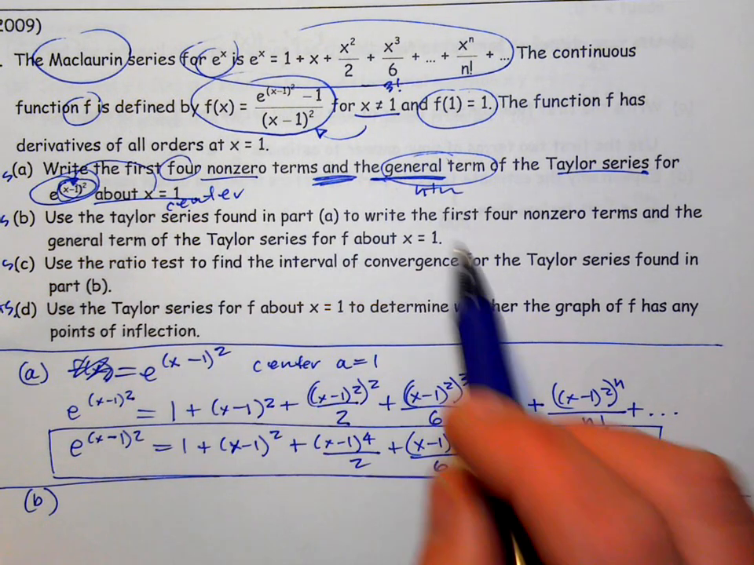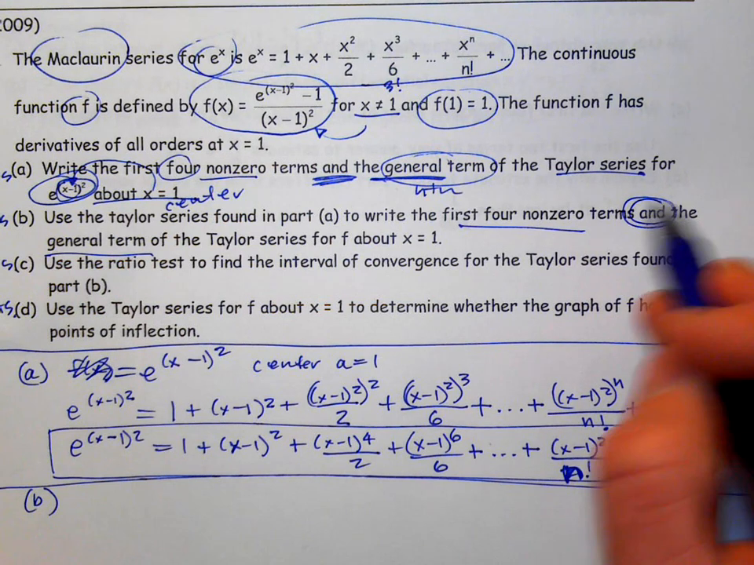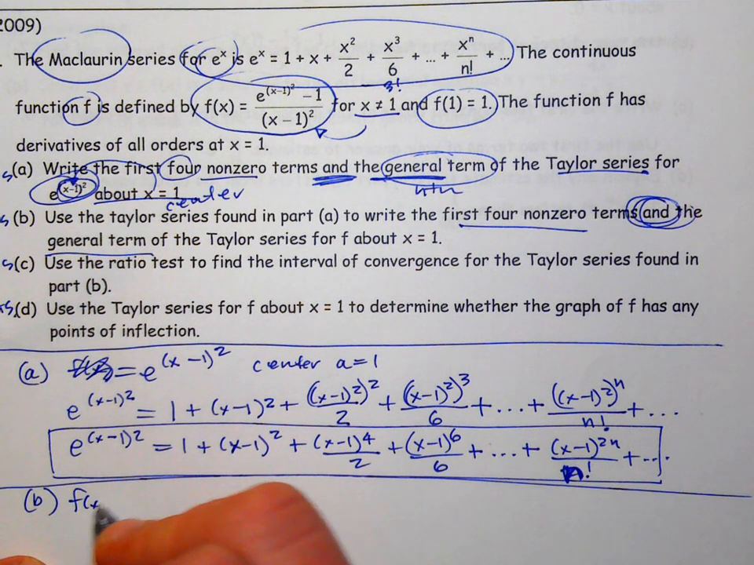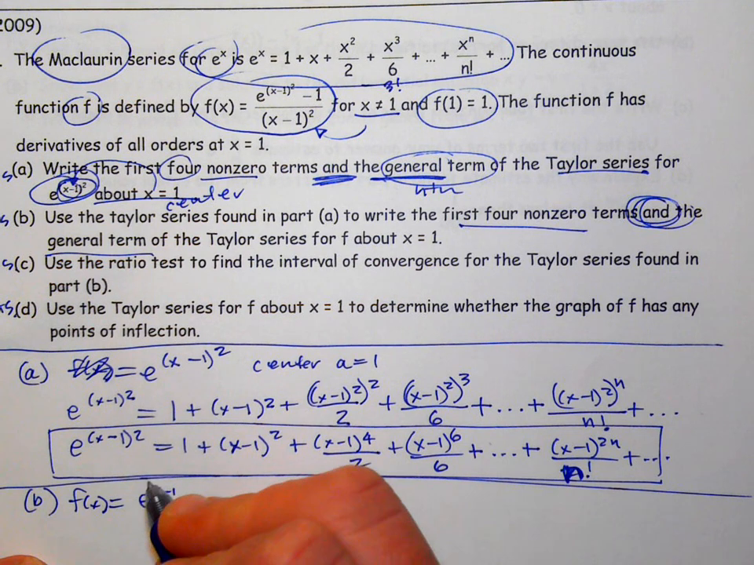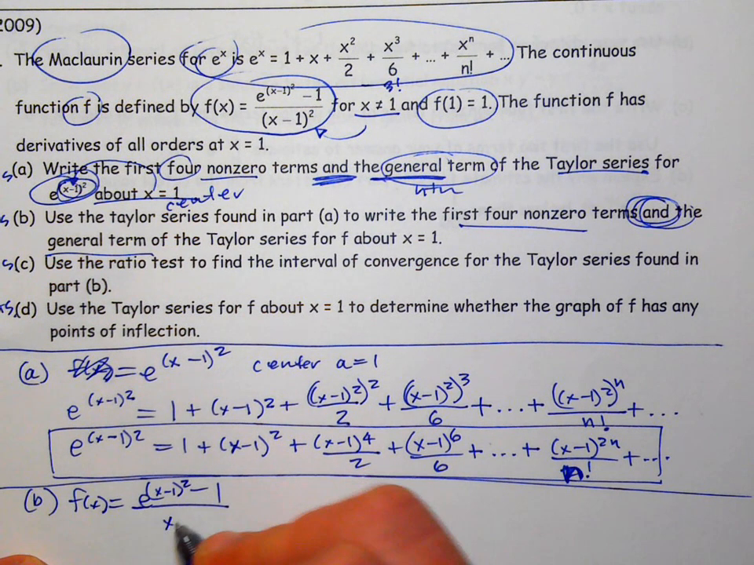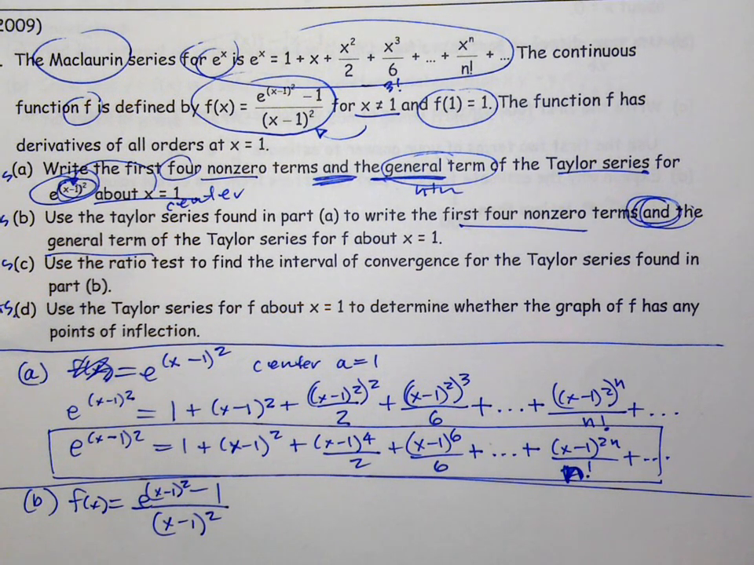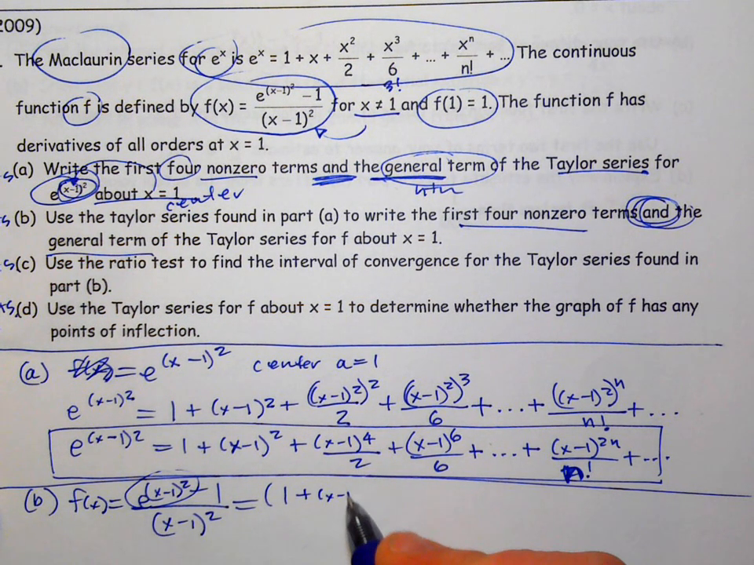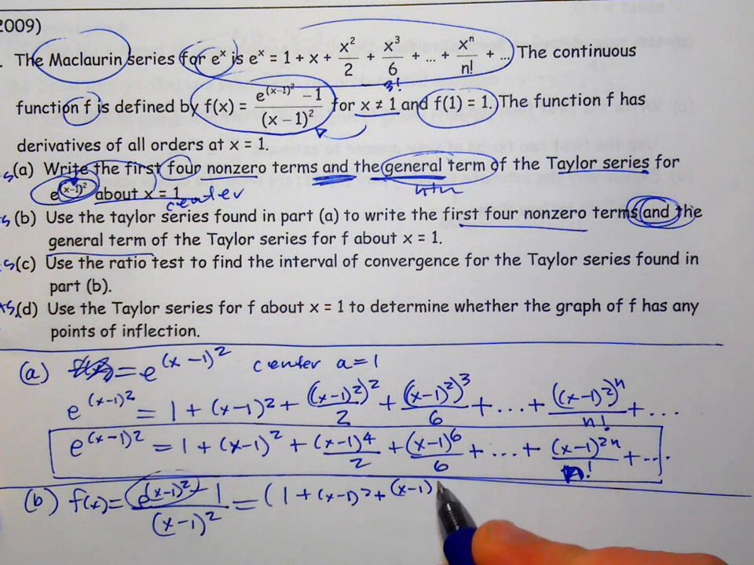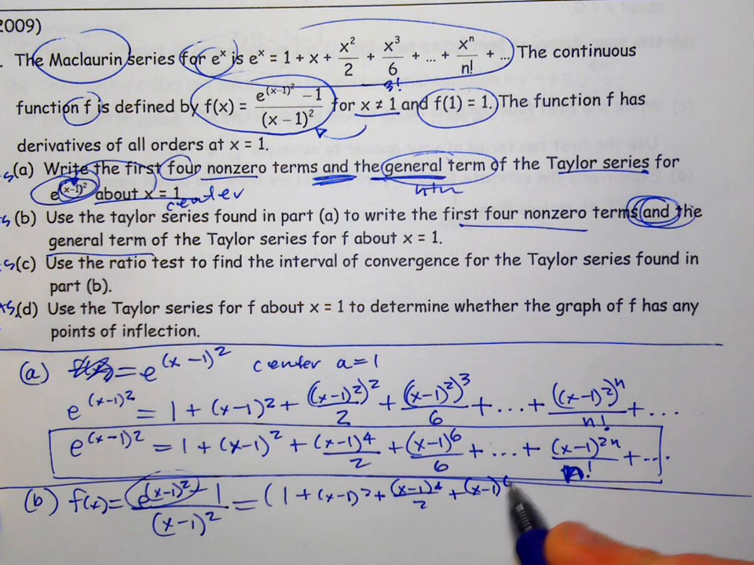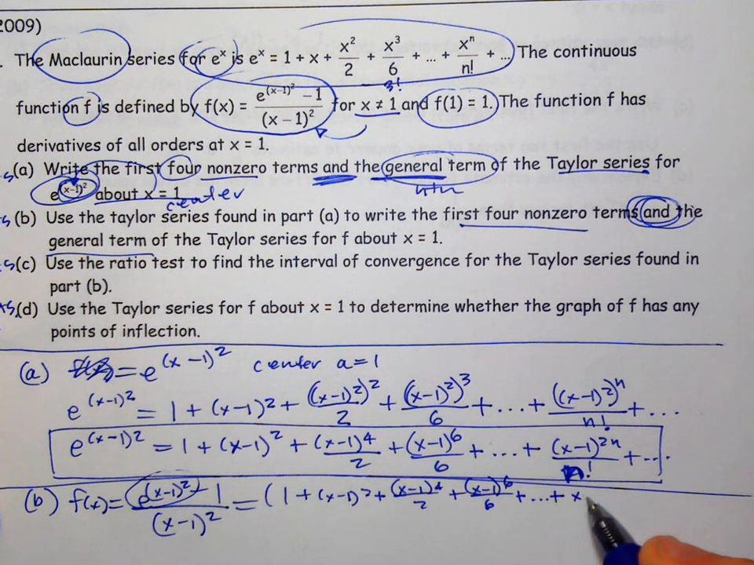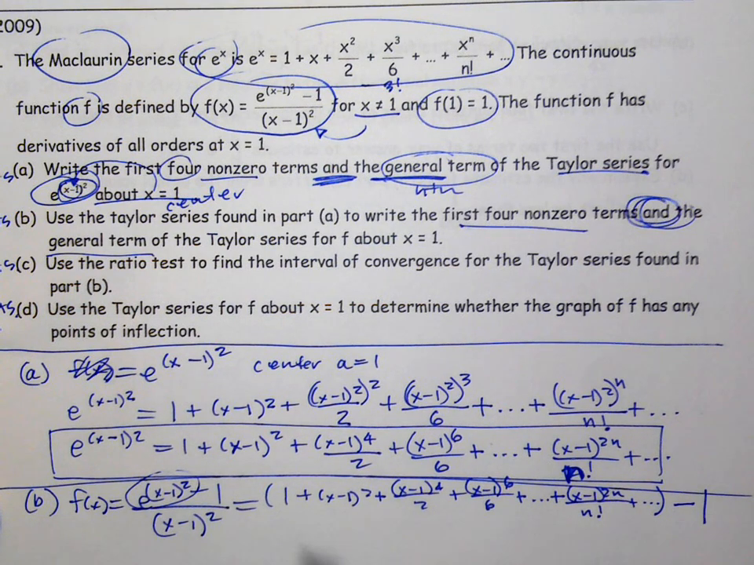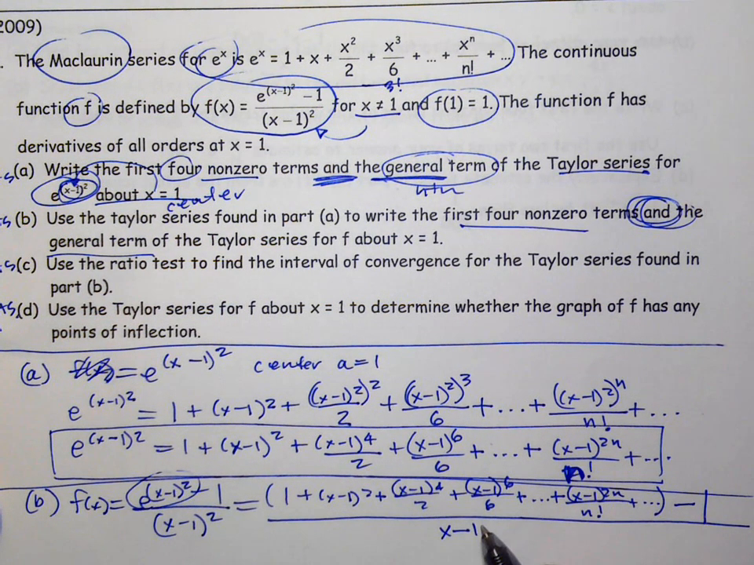Use the Taylor series found in part A to write the first 4 non-zero terms and the general term of the Taylor series for f about x equals 1. So that was part of this series for f of x. Now they're saying write the series for f of x. And what we can do is replace this 1 plus (x minus 1) squared plus (x minus 1) to the fourth over 2 plus (x minus 1) to the sixth over 6 plus dot, dot, dot, plus (x minus 1) to the 2n over n factorial plus dot, dot, dot, minus 1 from all of that divided by (x minus 1) squared.